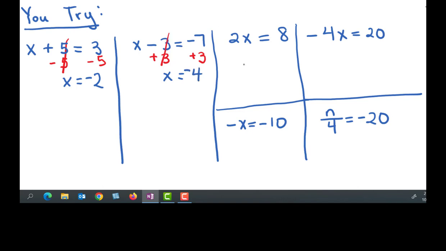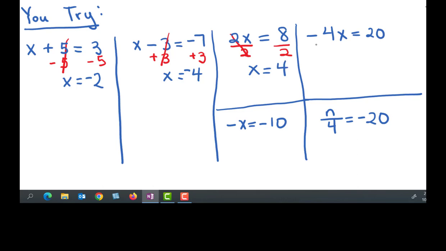Third problem, 2x equals 8. Notice here, these are side by side. That means they're multiplied. So to get rid of the 2, you divide. Remember, you always divide by the sign of the coefficient. So it was positive 2, divide by positive 2. Same thing here. Leaves us x equals 4.